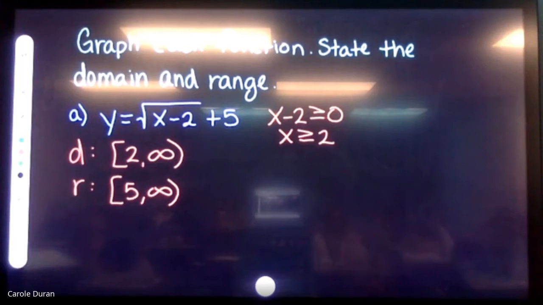Now let's graph it. Okay, so in order to graph it, I need to have 3 beautiful points, which means I'm looking for whole number answers. What happens if I plug 0 into that function?